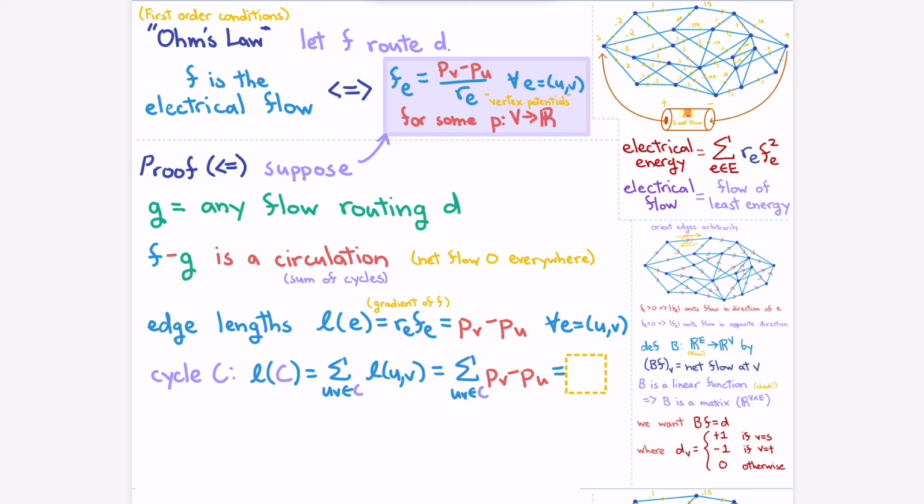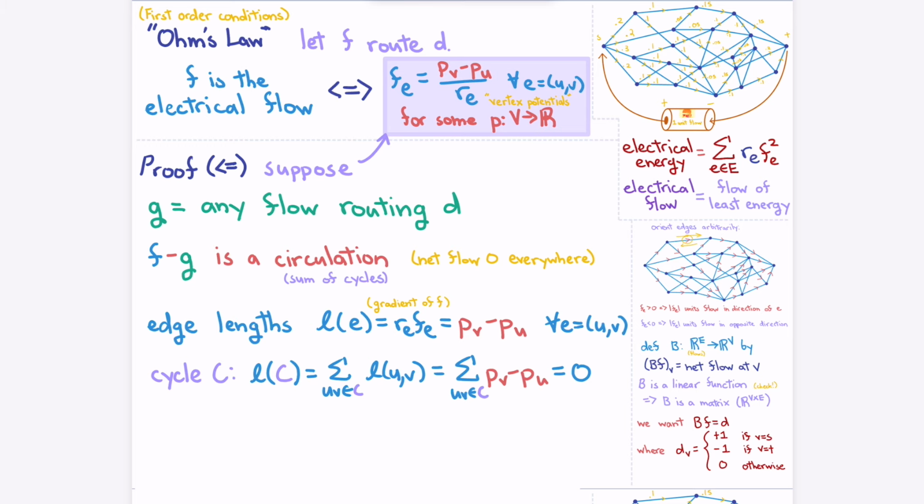That's right. So once it's induced by potentials, then everything's going to cancel out. You're going to get this telescoping series all the way around the cycle. So it's always equal to zero as long as it's induced by potentials like that. Okay, good.